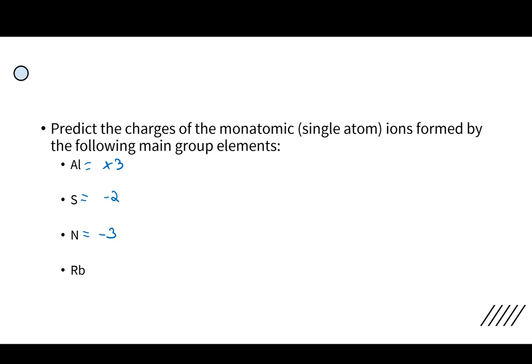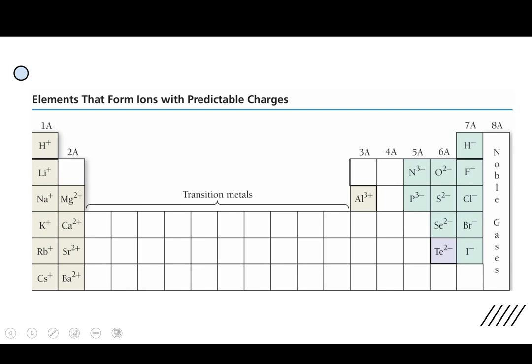And then rubidium is atomic number 37. So it can either match krypton, which is atomic number 36, or it can match xenon, which is atomic number 54. 37 is obviously closer to 36. So to get to 36 electrons, rubidium would have to lose an electron and make a +1 charge. So within the main group elements, because of this pattern and the way that they form ions, there is a pattern to the charges of main group elements.